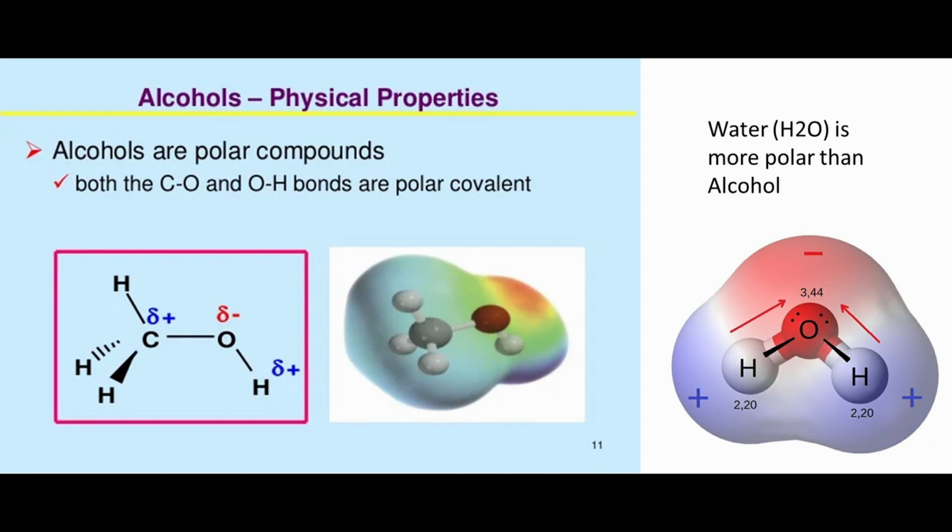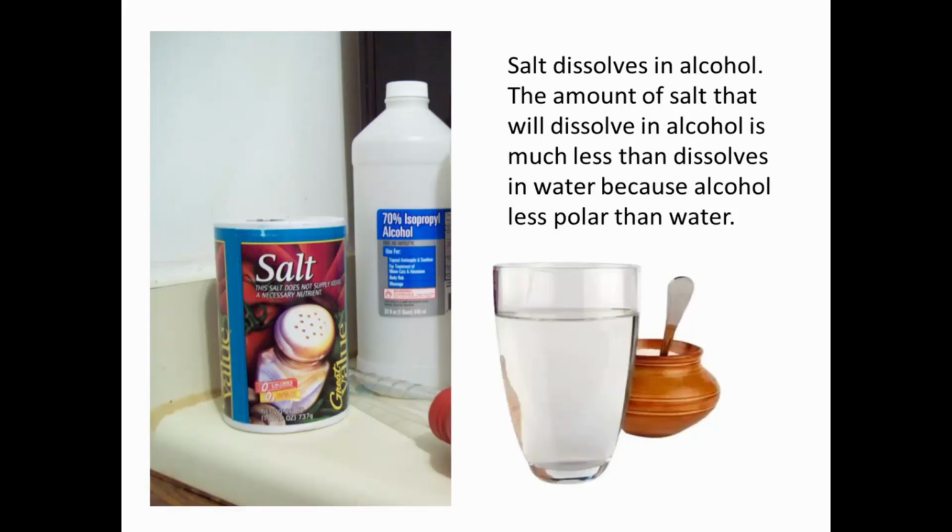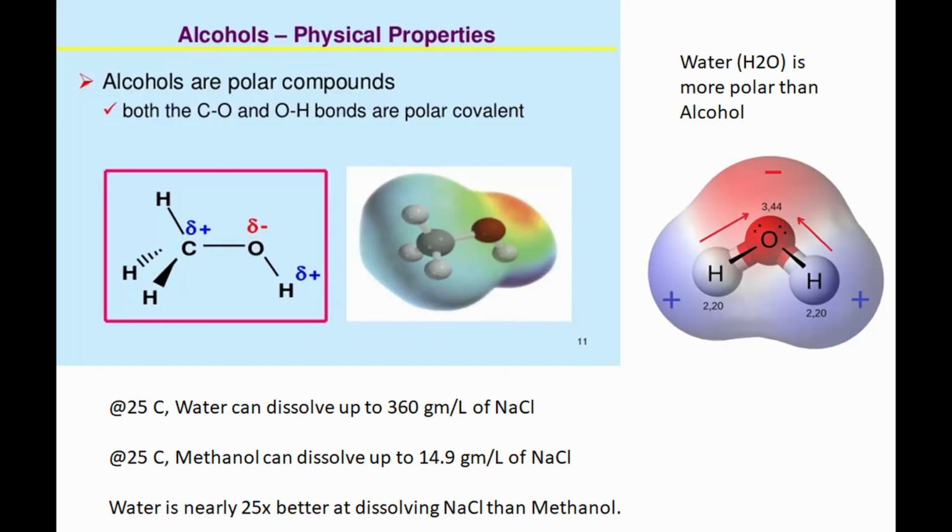Alcohols can straddle the polar-nonpolar fence because although alcohols are polar, they are not as polar as water. Highly polar substances like salt dissolve in alcohol, just not with the same solubility as in water. For example, at 25 degrees Celsius, up to 360 grams per liter of sodium chloride, NaCl, will dissolve in water. At 25 degrees Celsius, only 14.9 grams per liter of sodium chloride will dissolve in methanol. So, as a solvent for sodium chloride, water is almost 25 times better than methanol.